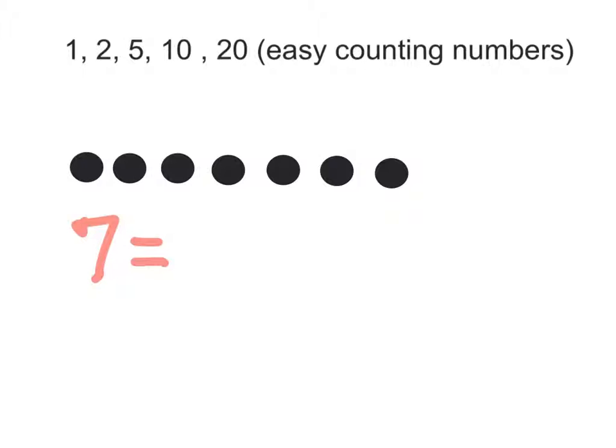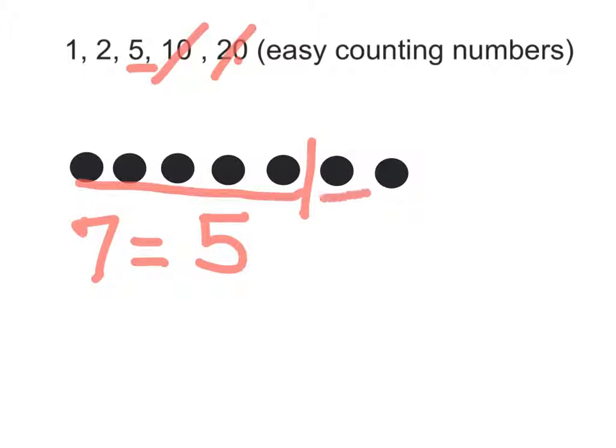How do we decompose that number? Okay, so we begin by looking at, do we have enough for 20? No. Do we have enough for 10? No. So the first one might be 5. Let's see, do we have 5? Yes, we have 5. And what remains is another easy counting number, the 2. So 7 is 5 plus 2.